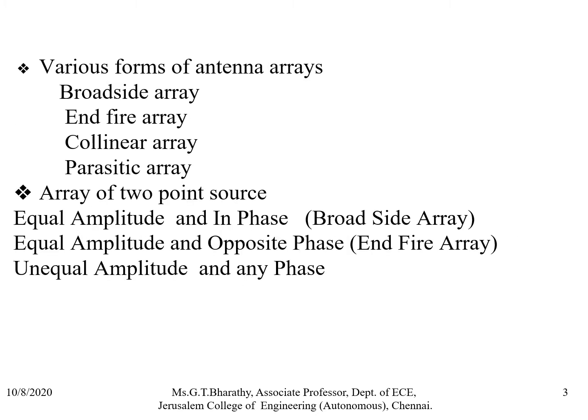linear array. And we have seen the various categories of antenna arrays like broadside array, end fire array, collinear array and parasitic array, where Yagi-Uda antenna is the best example for a parasitic array. And in today's video we are going to discuss in detail about array of 2-point sources. So whenever we say array, the simplest array is with 2-point sources. So we are going to see the two categories in detail, which is for broadside array and end fire array.